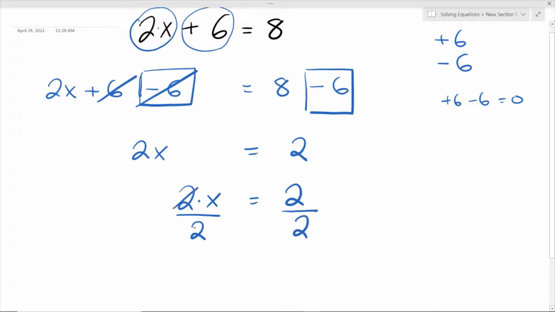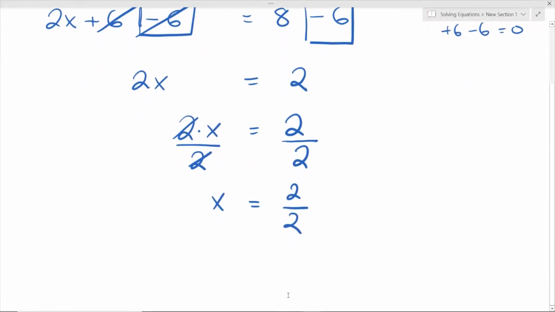So this 2 and this 2 are going to cancel, and x is going to be equal to 2 over 2. 2 over 2 is the same as 1. So therefore, x is equal to 1.